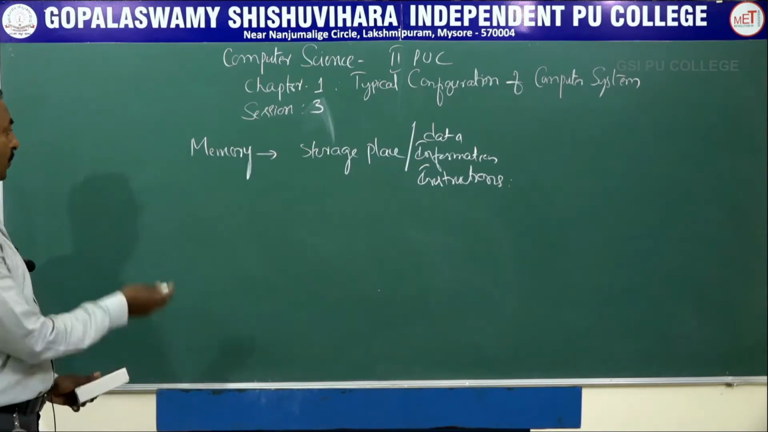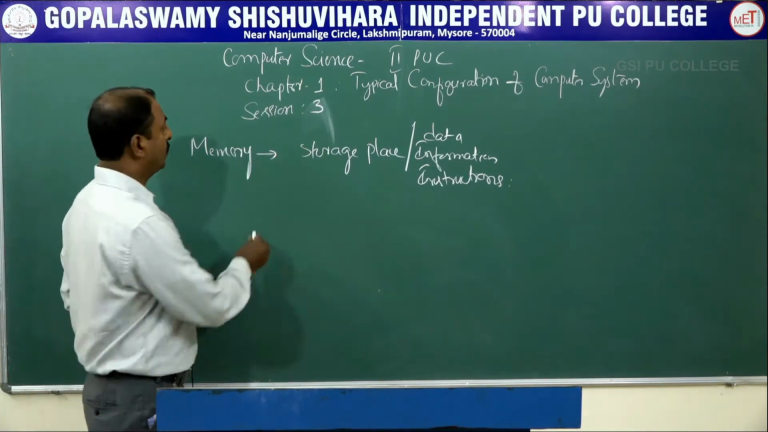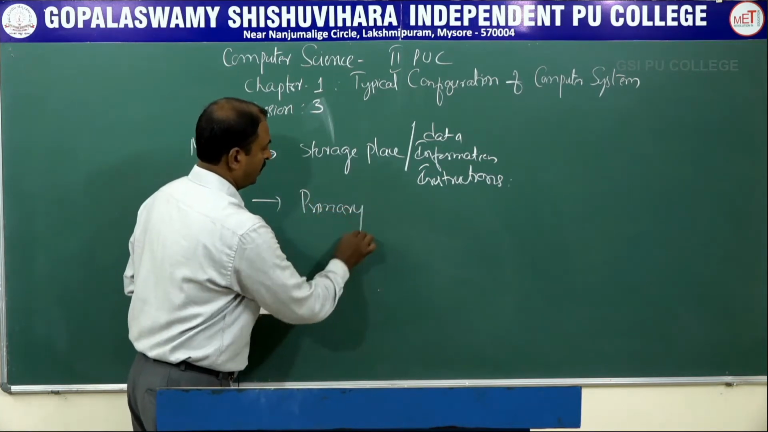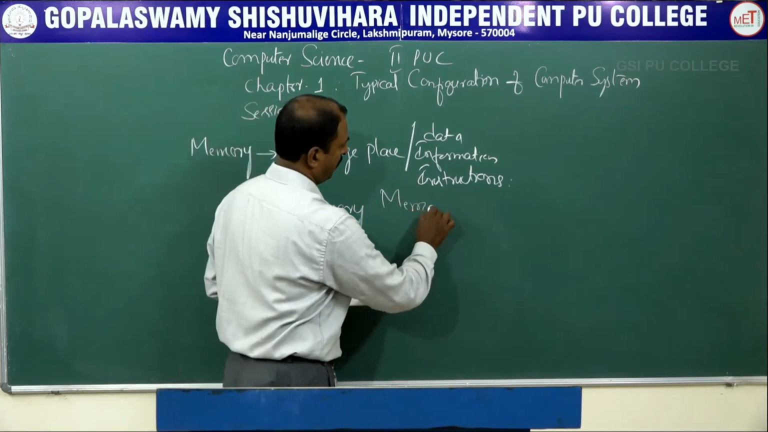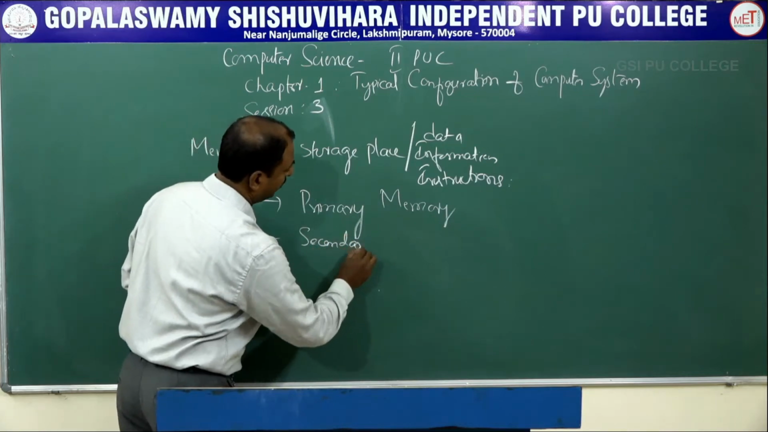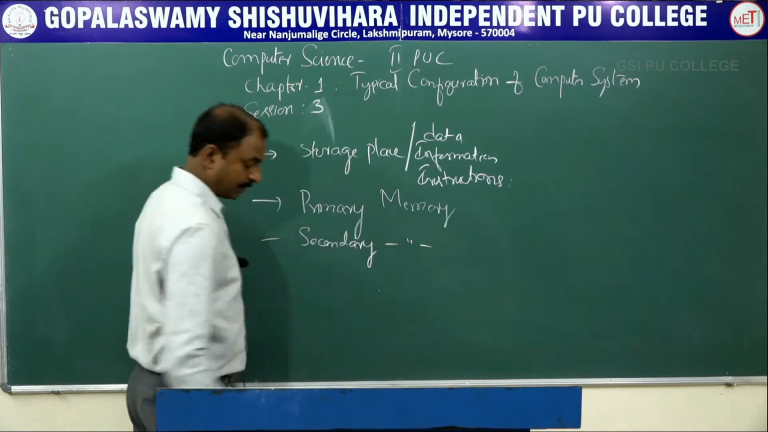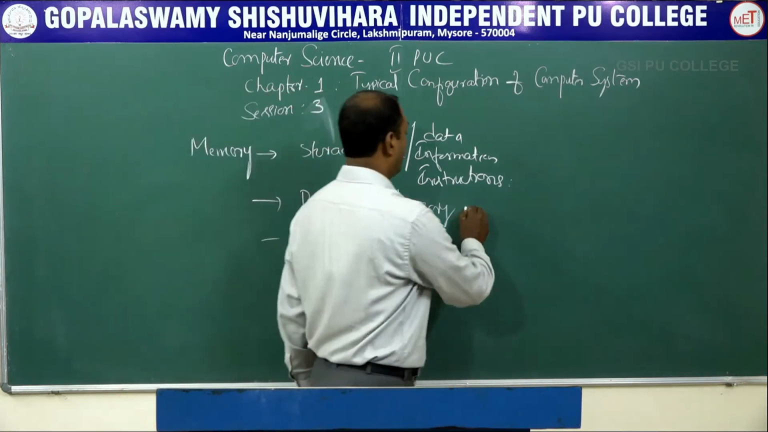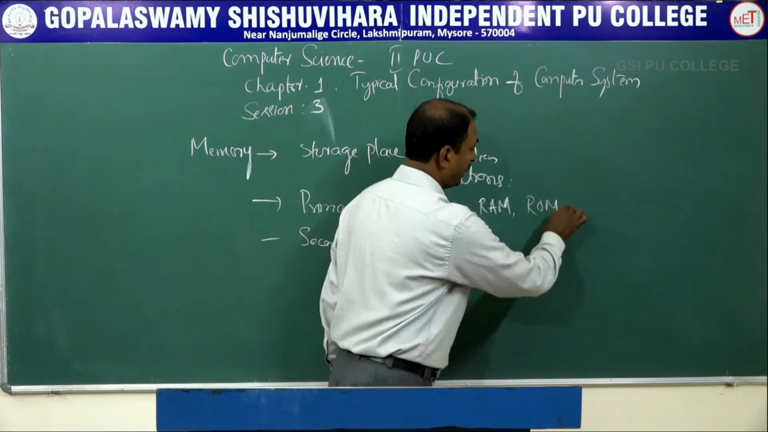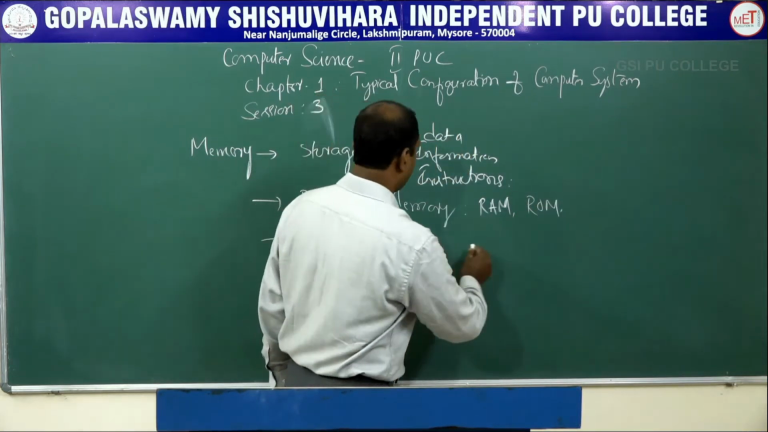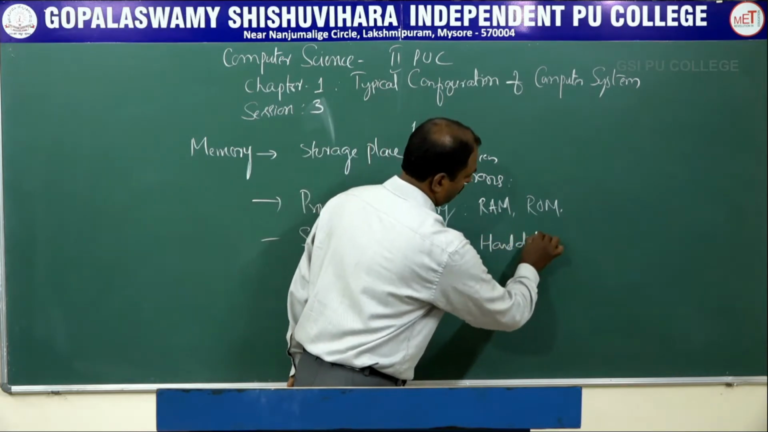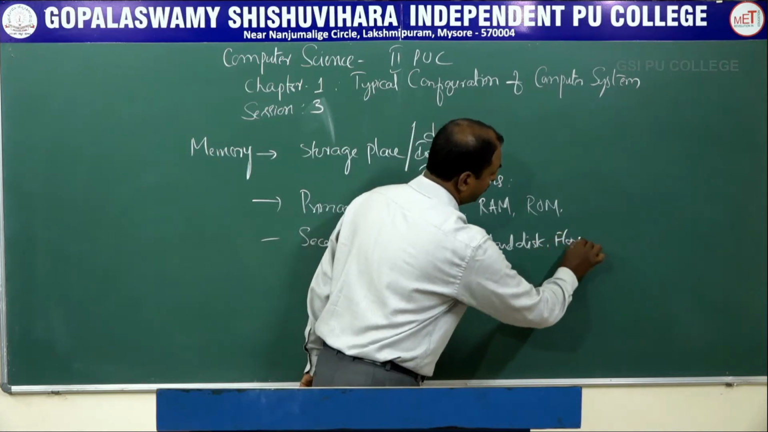Again, as all of you know, this memory is divided into two types. One is primary memory and secondary memory. Under primary memory you are going to learn about RAM and ROM, and under secondary memory we are talking about hard disk or floppy disk, etc.